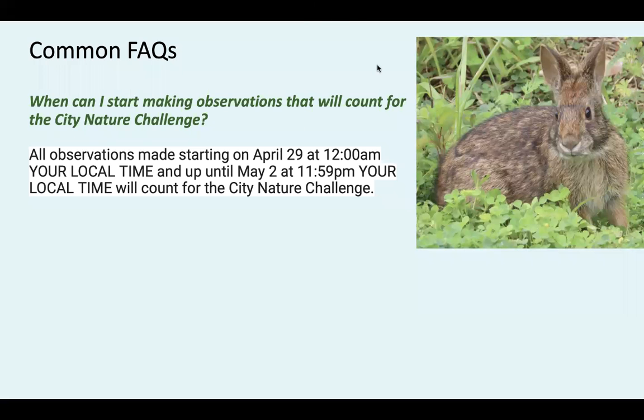Okay, here's some common questions that come up. So when can you start making observations that count for the challenge? Now you can make observations anytime in iNaturalist, and they're good, and they're building up our database. But for the challenge, it starts April 29th at 12 a.m. local time up to May 2nd, 11:59 local time. Okay. So let's say I saw this rabbit today. I can't count him for the City Nature Challenge.